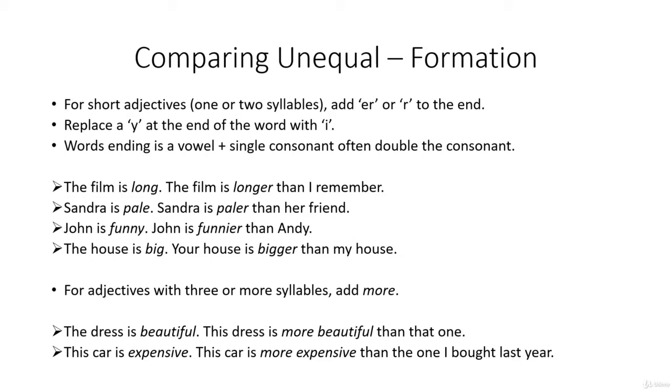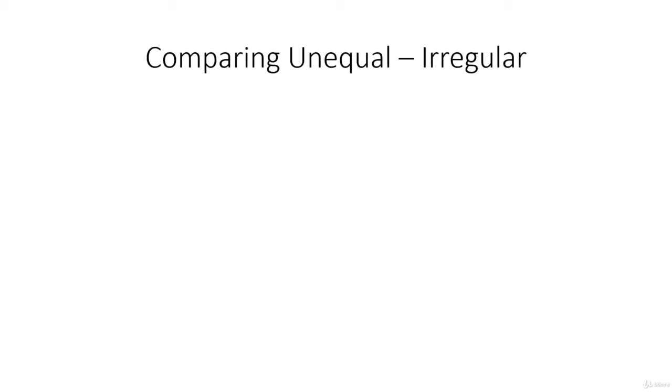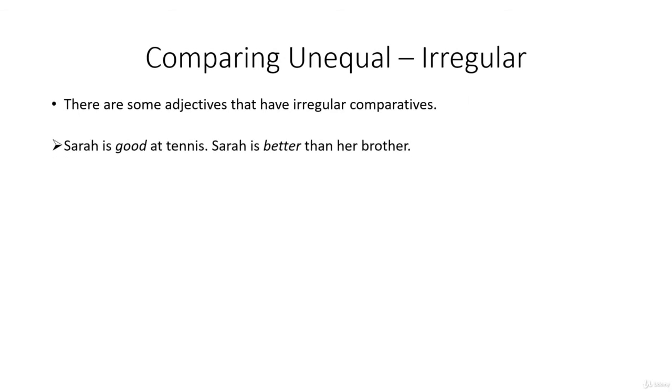If we try to say expensiver or beautifuler, it gets a bit unwieldy, and that's why after 3 syllables we just add a more in front of it to make the comparative. There are, of course, as this is English, irregular versions. The comparative form of good is better. So here we see the example, Sarah is good at tennis. Sarah is better than her brother.